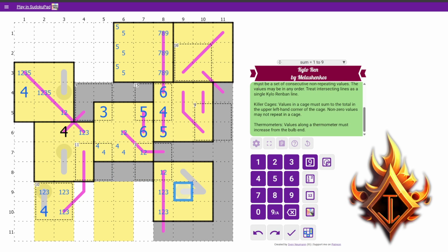This is a 5, 6, or 7. 6, 7, 8. 7, 8, 9. We have a 1, 2, 3 combo. Neck column. This is a 5. It won't be a 5 though. So this is a 7, 8. And then an 8, 9.